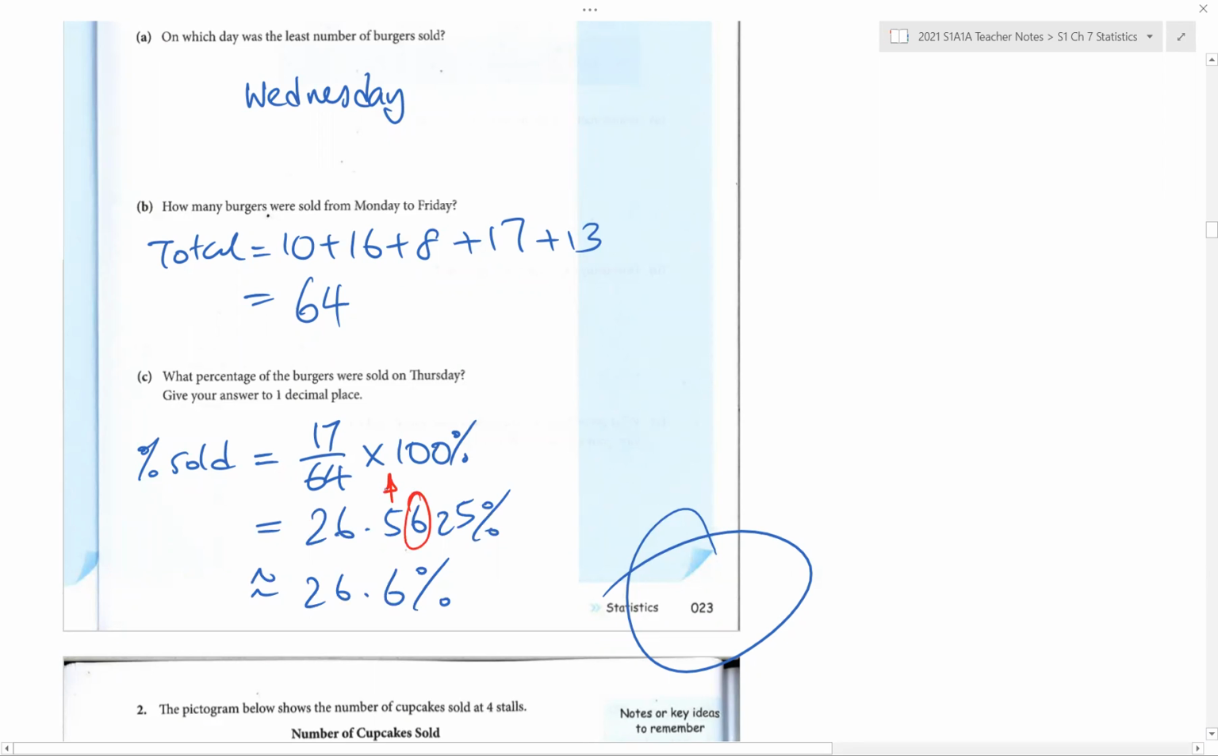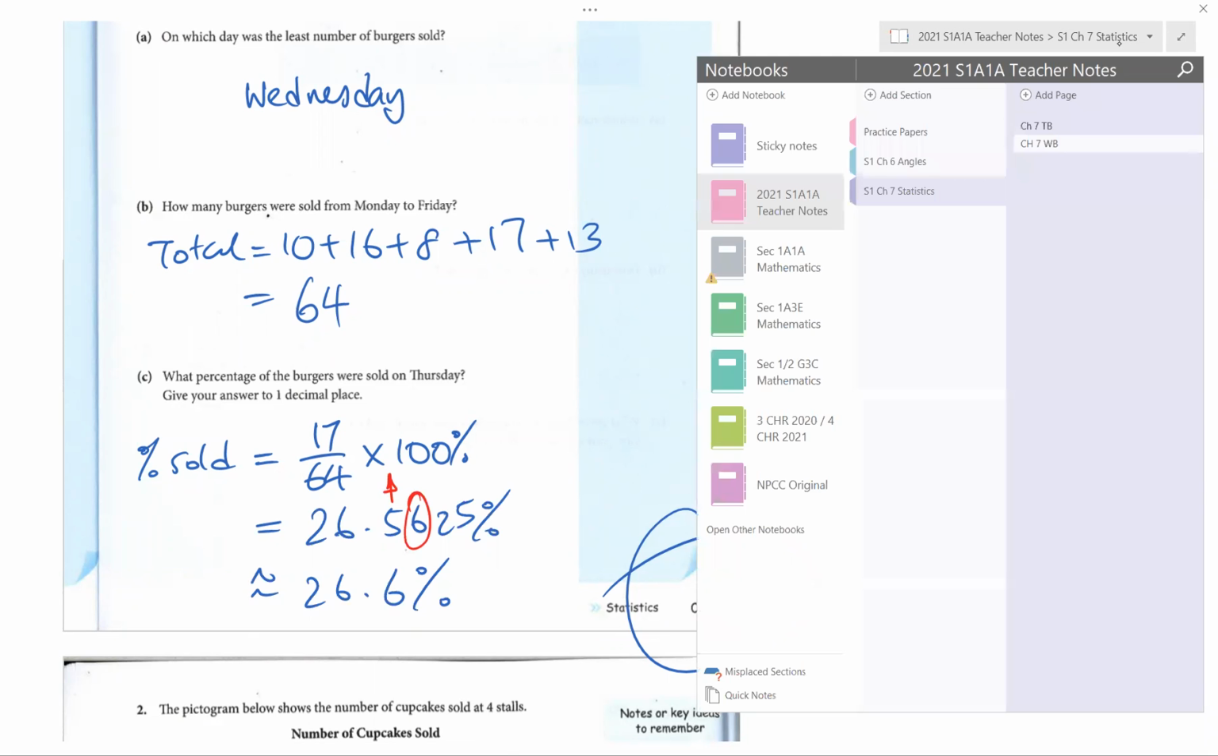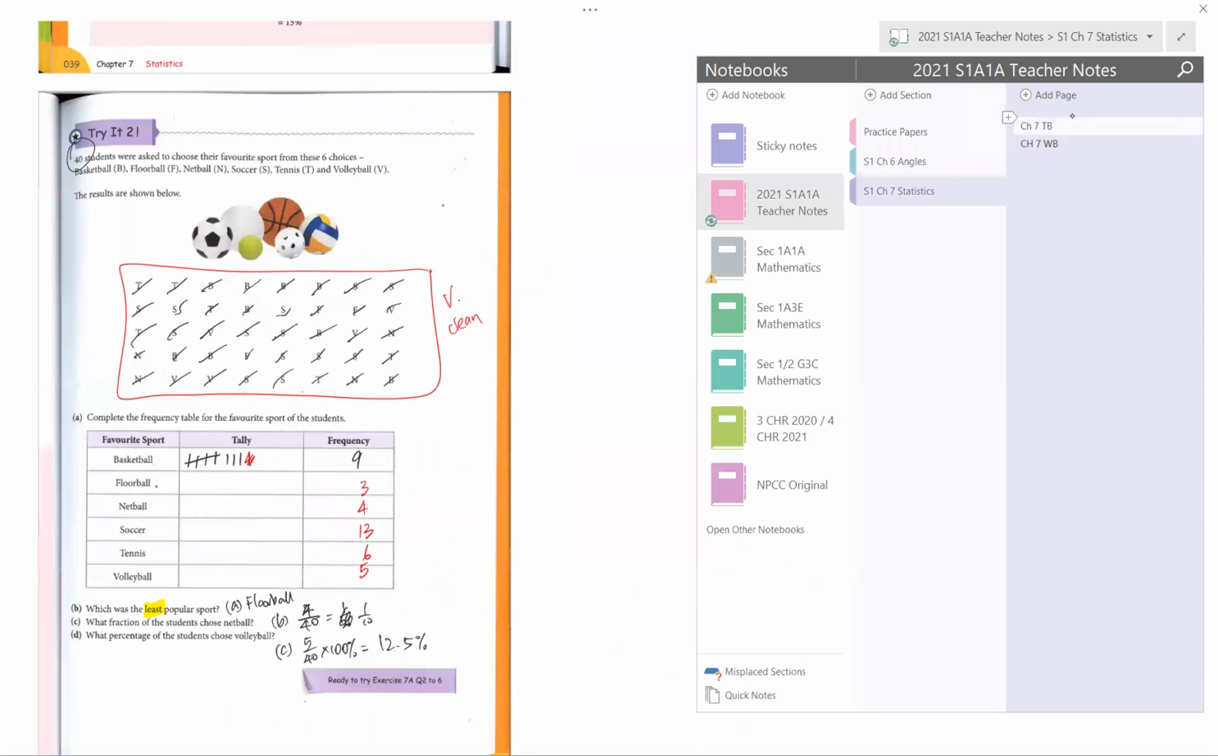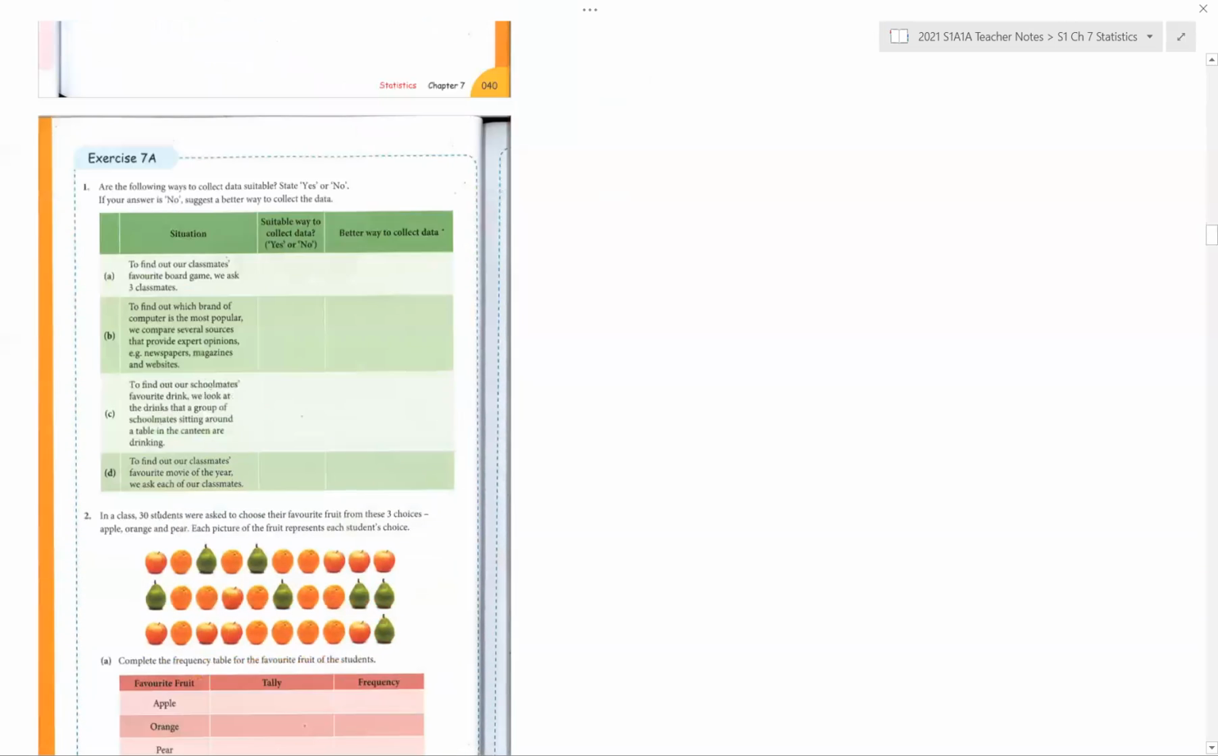Okay? Are there any questions? No? Okay, then we go back to our textbook. We see whether there's anything that we missed out for our pictogram.